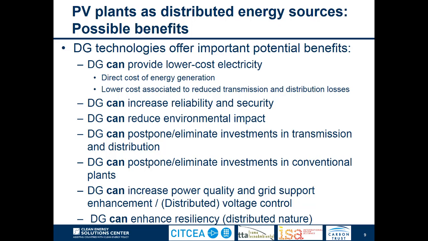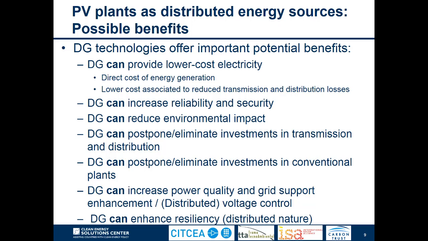But it can also provide a cost saving which is related to the lower cost associated to reduced transmission and distribution losses. So in some cases we can reduce the losses for distribution or for transmission or for both, and this reduction of losses will imply also a reduction of the costs for the operation of the system, which can be at the end translated to a lower cost of the electricity.